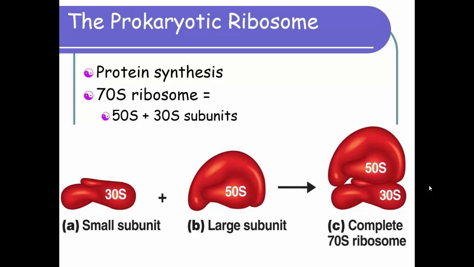Think of it this way. These two subunits slam together, forming the ribosome, and they get to lose 10 S pounds. So they become a 70S ribosome. I wish that's the way it worked with me.